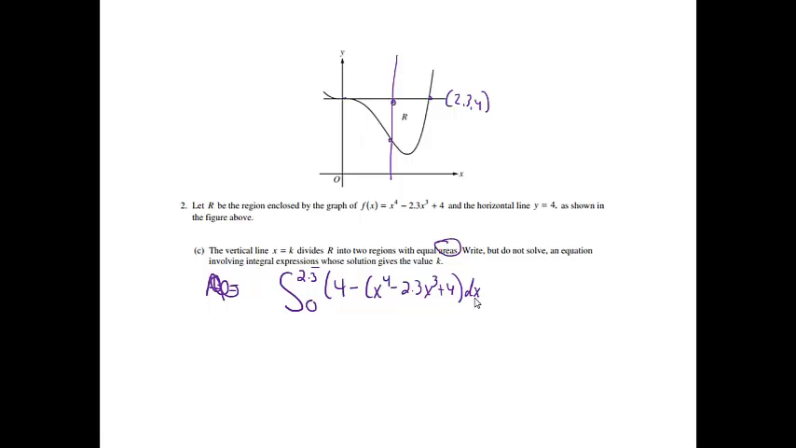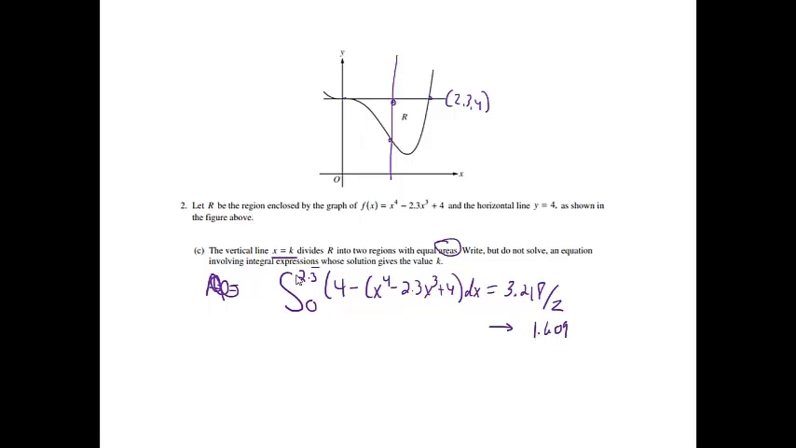When we do that, I found an answer for this one. When I did this, I got 3.218. Okay, so we want our x equals k to divide this into two regions of equal areas. So if I divide that answer by 2, I will get 1.609.